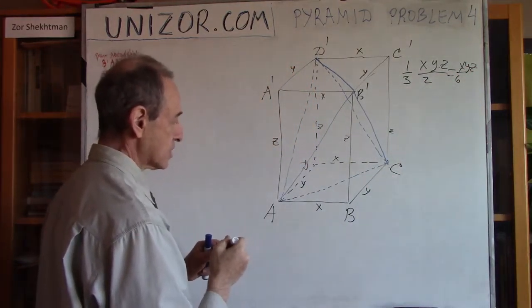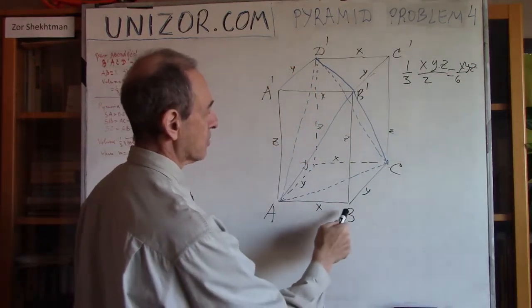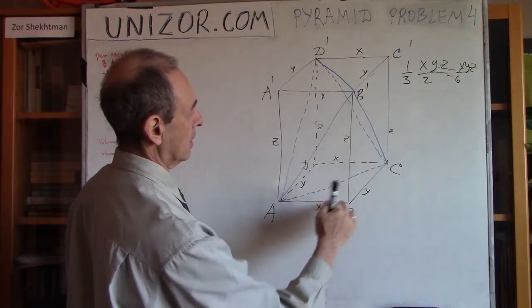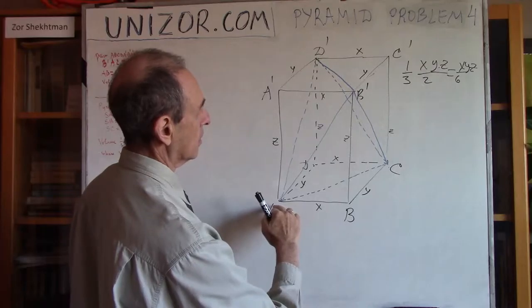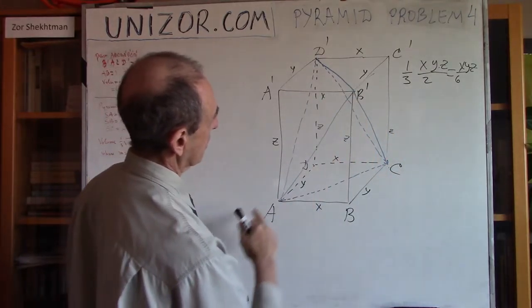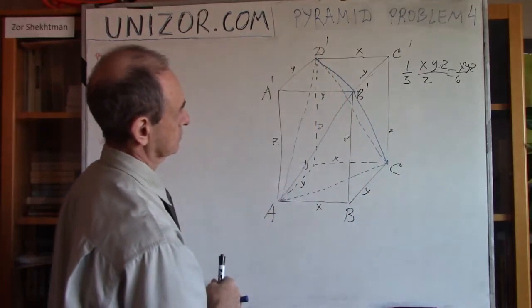Now, let's take any other pyramid. Let's say the pyramid which has an apex at B, which I'm cutting out, and the base A, C, B prime. Or A, C, D prime. Am I right?